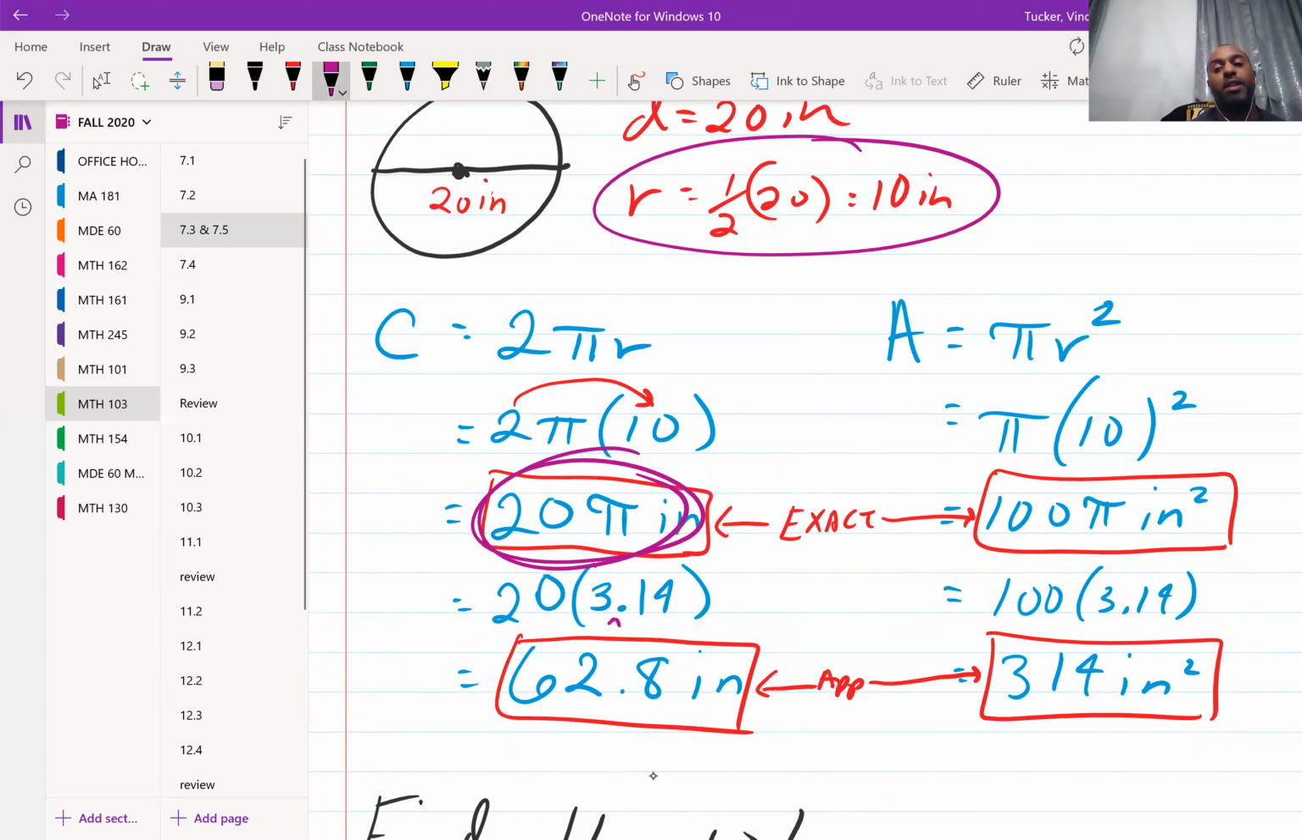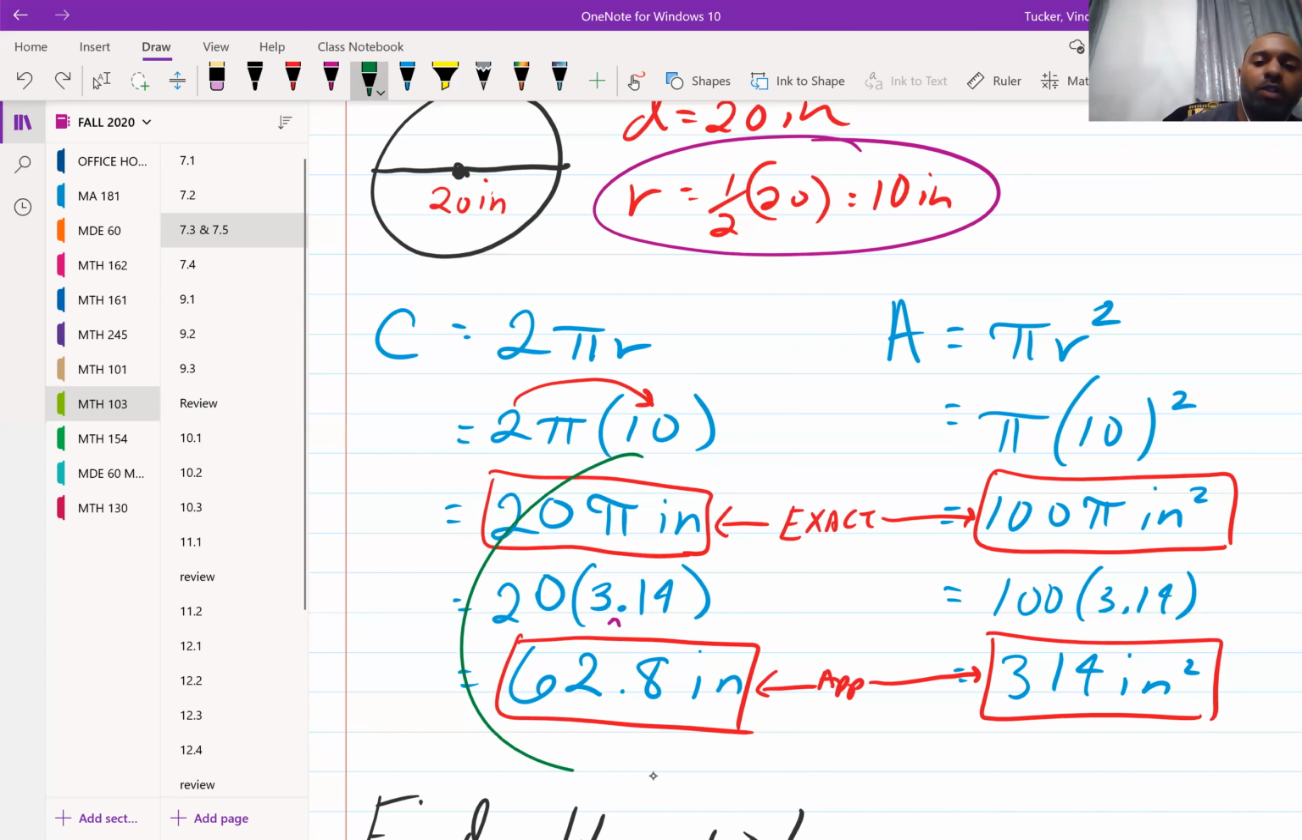All right, with the symbol of pi still involved, because pi represents that number on to infinity. So that's going to be your exact answer. Simplify the answer as much as possible with pi involved. So 20 pi is your exact answer. Now, when you put 3.14 in for pi, that's when it turns into an approximation. 20 times 3.14 will be 62.8. That's your approximate answer.